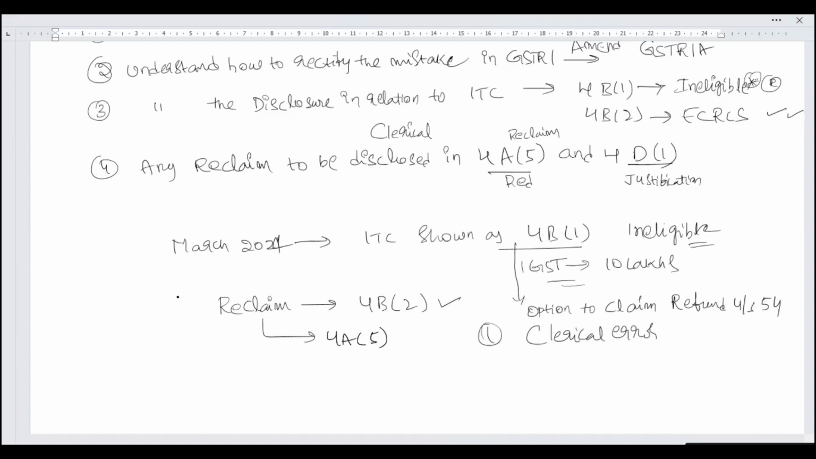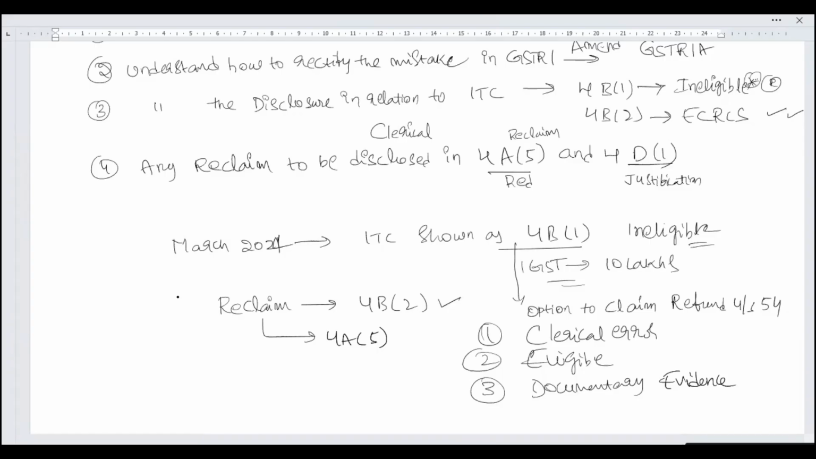There is a clerical error. Then it is eligible credit. Then give your documentary evidence. You need to satisfy the proper officer that you have a valid tax invoice. You have received the goods. I have used the goods for my business purpose. I made the payment to the supplier. And I have shown in my balance sheet as eligible credit, chartered accountant certificate.